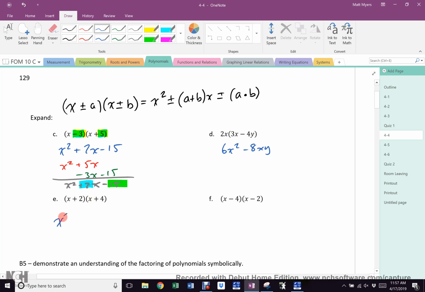Here, do you need FOIL or can you do the shortcut? Shortcut, which is x squared, and then what do you do with a and b? Add them to get 6x, and then what do you do? Multiply them to get 8. What do you do here? Add them. What's negative 4 and negative 2? Negative 6x, and negative 4 times negative 2? Plus 8. Yay!